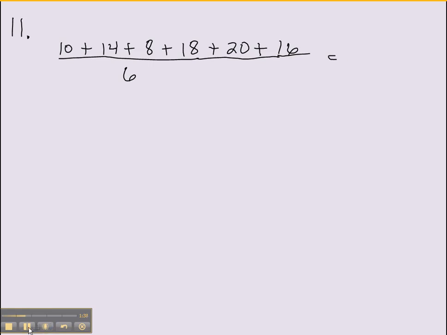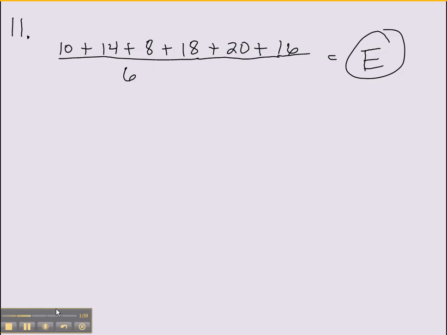Alright, just take the sum, divide by 6. 10 and 14 is 24, 32, 50, 70, 86. That's a little less than 96, which would be an average of 16. So looks like E is the correct answer. A little more than 15 points per game.